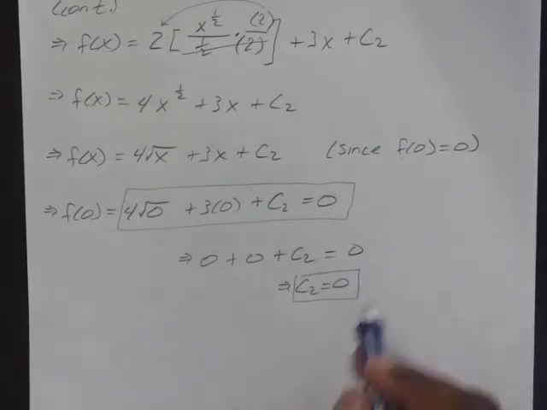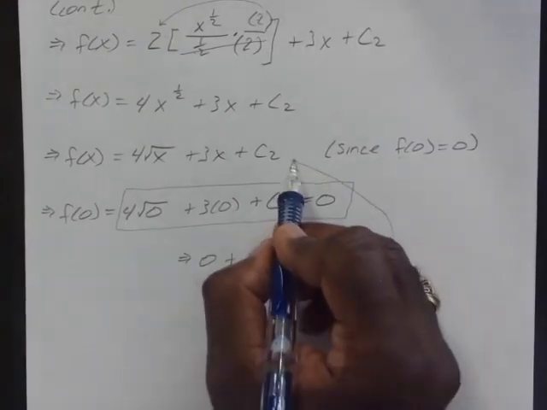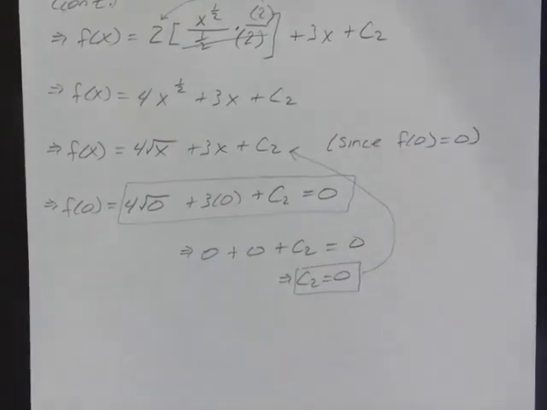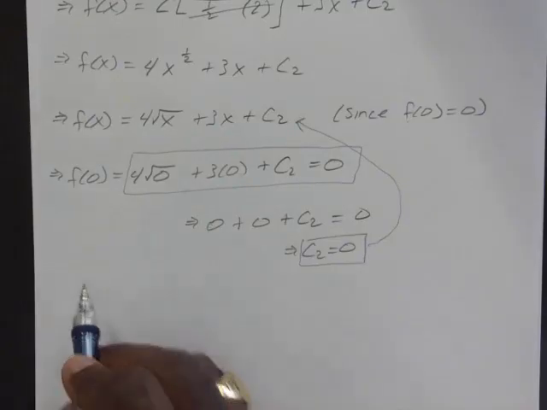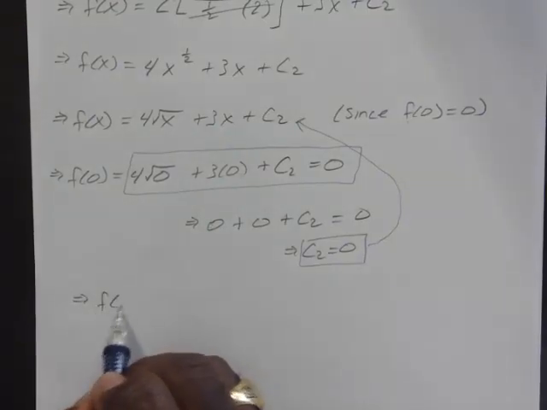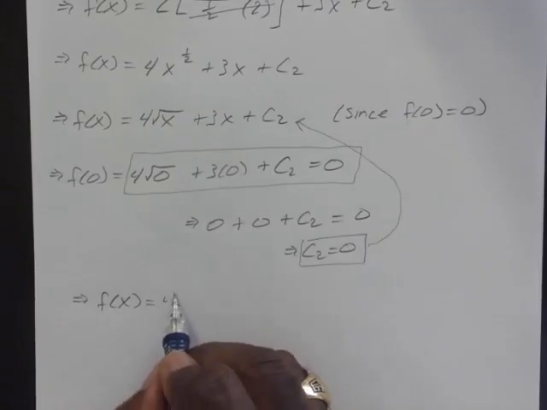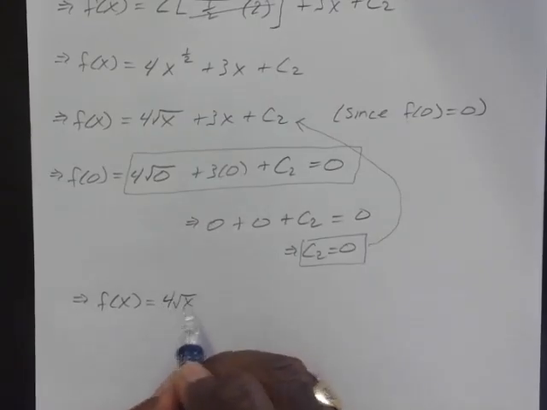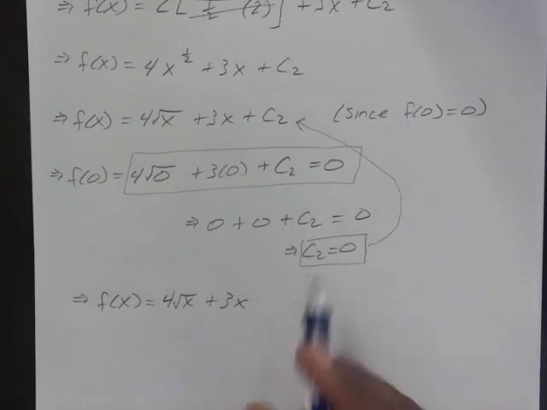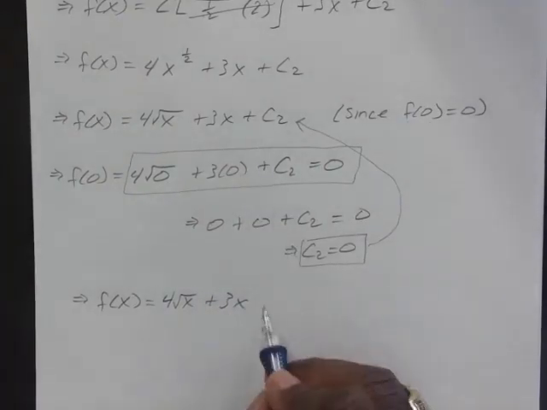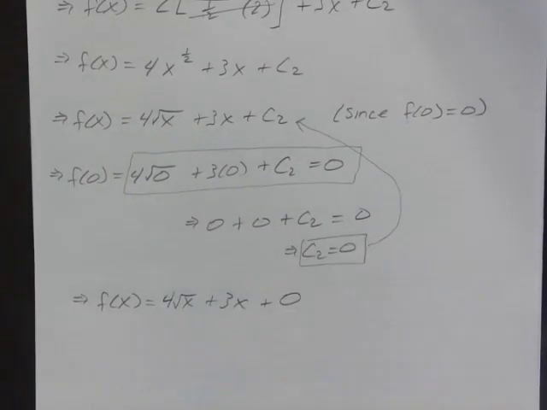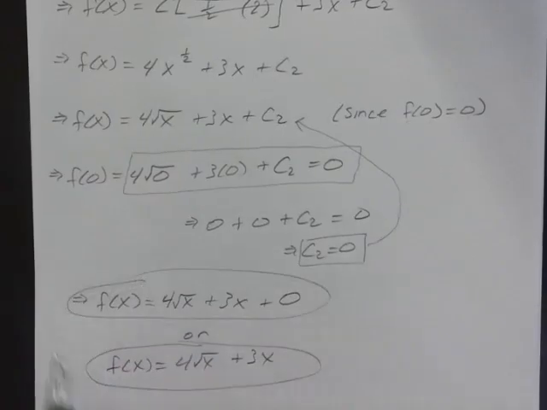So now that we know what C number 2 is equal to, we just go ahead and plug it right into our function. We know that f of x is equal to 4 times square root of x plus 3x. You can put plus 0 or you can leave it blank, up to you. Or just f of x is equal to 4 square root of x plus 3x. Either one of those work.